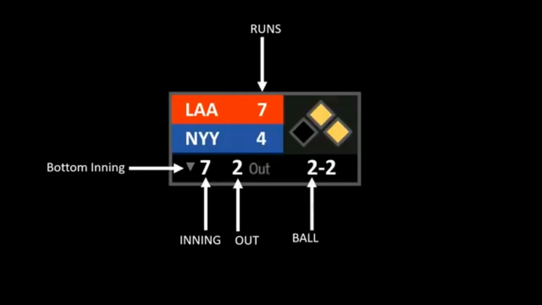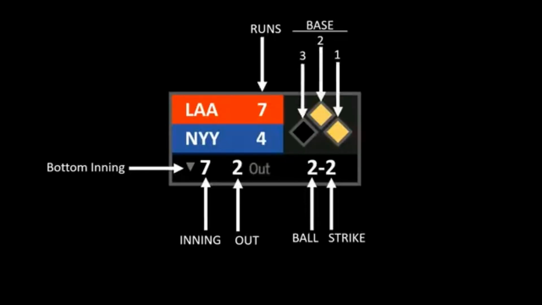The 2 shows 2 balls have been delivered to that player, and 2 strikes. So he needs to hit the ball. If he gets 1 more strike, this inning is over. On the bases, you see the first and second are yellowish, which means there's a player standing on first base and second base. Now, if the batter hits a home run, imagine the batter, the player on first base, and the player on second base, they would get 3 runs.